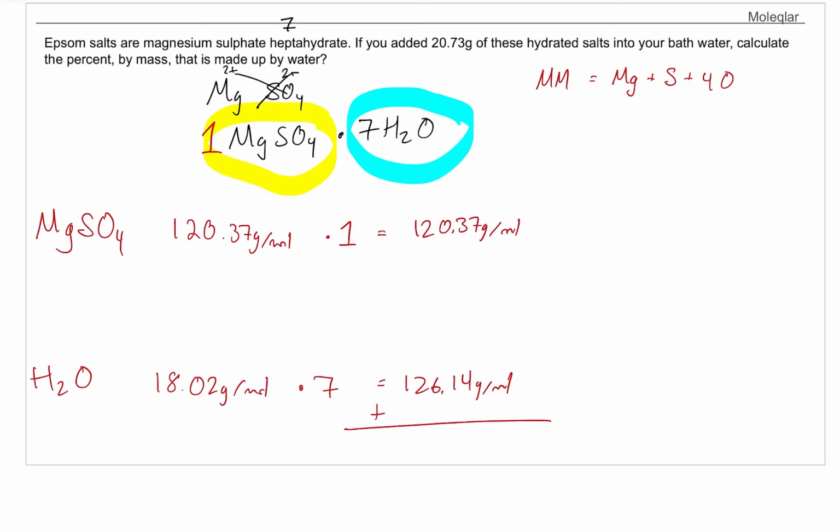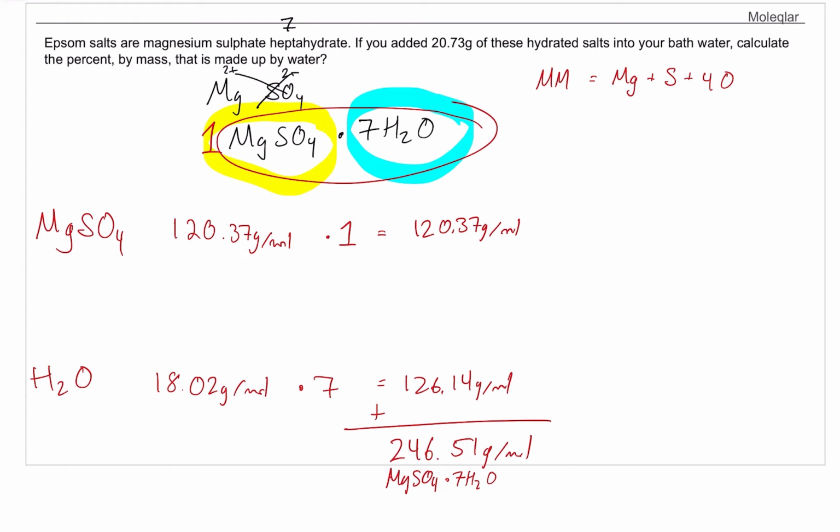So if we have magnesium sulfate, when we have 1 of them, and we have 7 waters, if we add these together, we will get the total mass of this hydrate. And in this particular case, this will be 246.51 grams per mole. So that's the total mass of the MgSO4.7H2O.